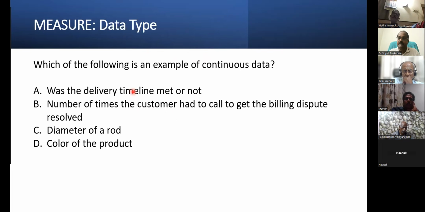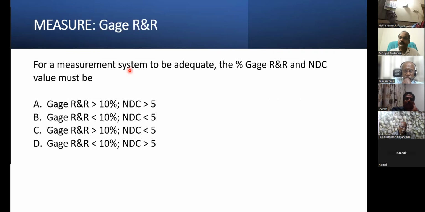Which of the following is an example of continuous data here? Diameter of rod. For a measurement system to be adequate, what should be the recommended value for gauge R&R as well as NDC? Option C, greater than... less than 10. NDC depends on dash. Can you fill this up? Indices more than 5. It should be more than 5. Suppose it is less than 5, then what will be your action? How will you improve?